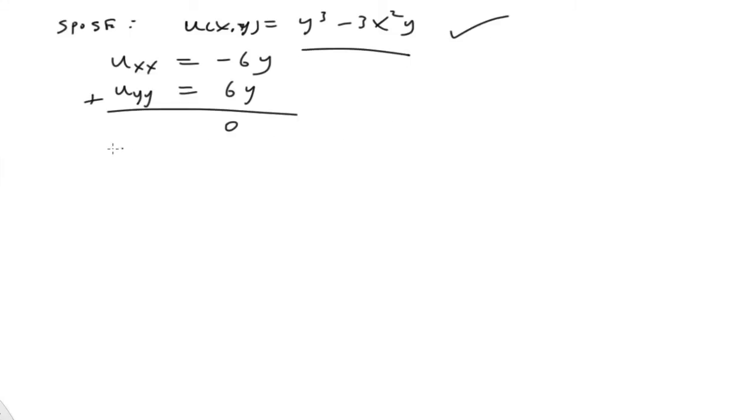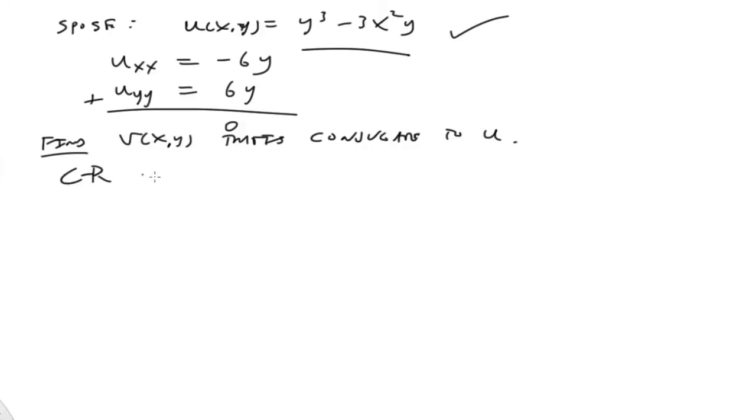So check there. But now I want to create an analytic function out of this, an analytic function of a complex variable. I want to find v of x, y that is conjugate to u. Okay, so that's pretty simple. We have to just use the Cauchy-Riemann equations. We know that ux is equal to vy. So we can compute what ux is here. So we see clearly that that's going to be equal to negative 6xy.